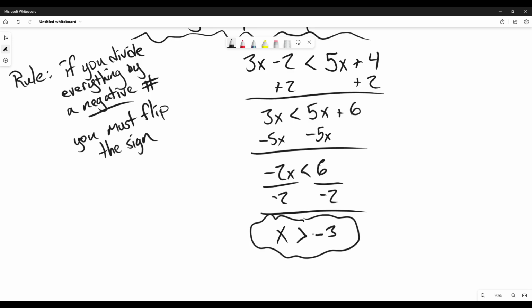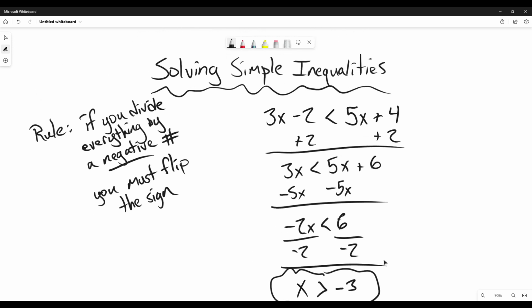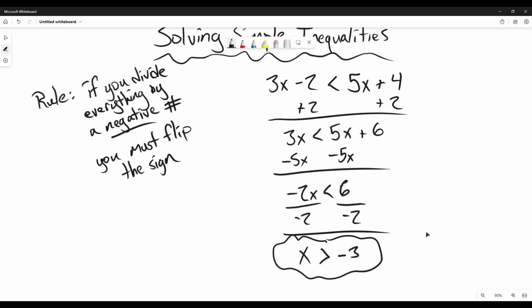So the main rule you have to remember when working with inequalities is that when you divide by a negative number, you have to flip the sign.